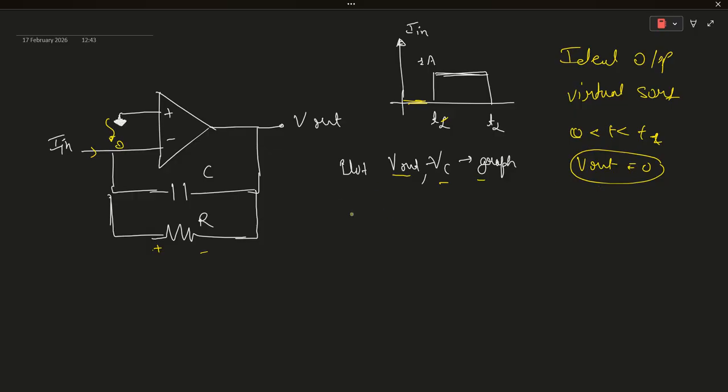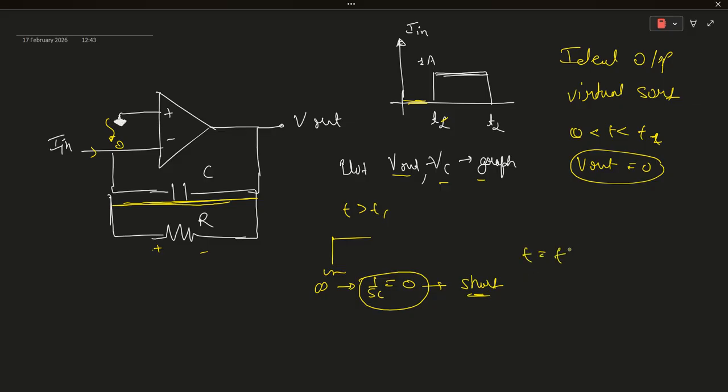So for the analysis part, now we have to do analysis when t is greater than t1. When t is greater than t1, we can see the input frequency is infinite. As the input frequency is infinite, 1 upon SC will become 0. So the impedance of the capacitor will become short. It will behave like a short circuit, and for t greater than t1 plus some time, Vout is also 0.